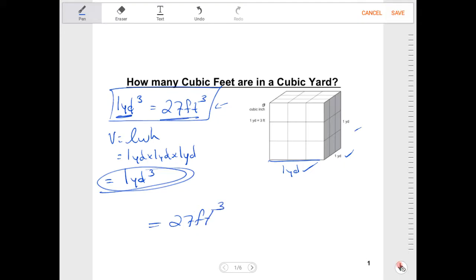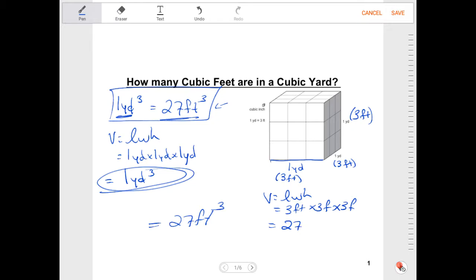There is another way of doing this, and I'm just going to show you. By all means, you can look at this or not. I know that each side of this is 1 yard. If you look on your conversion sheet under length for Imperial, it says 1 yard is 3 feet. So I know that this is 3 feet, this is 3 feet, and this is 3 feet. By default, volume, length, width, height, that's 3 feet by 3 feet by 3 feet. Same thing, 27 feet cubed.